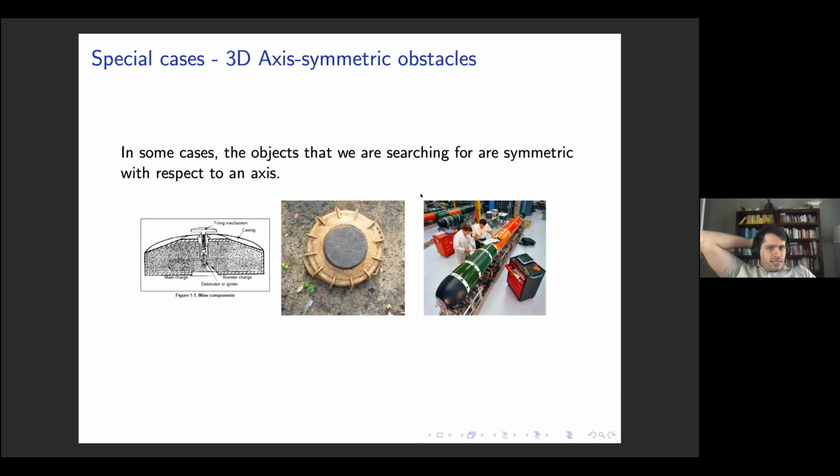I'm going to focus in particular on recovering three-dimensional objects that are axis-symmetric. The main application for this case is finding land mines in the field, or even sea mines, because for demining operations it is very important. And mines in general have a shape pretty close to axis-symmetric that you're trying to recover.